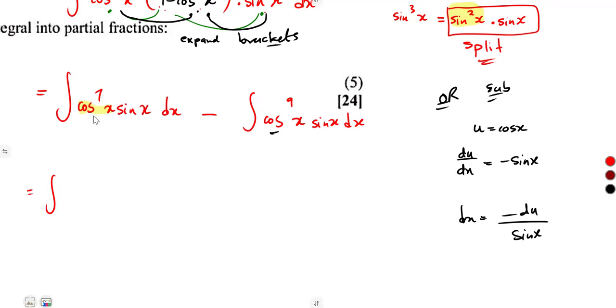So it's the integral of cos, our cos is u. So that's u to the exponent of 7 times the sine of x, of which it was going to cancel, if you see here, times our du.